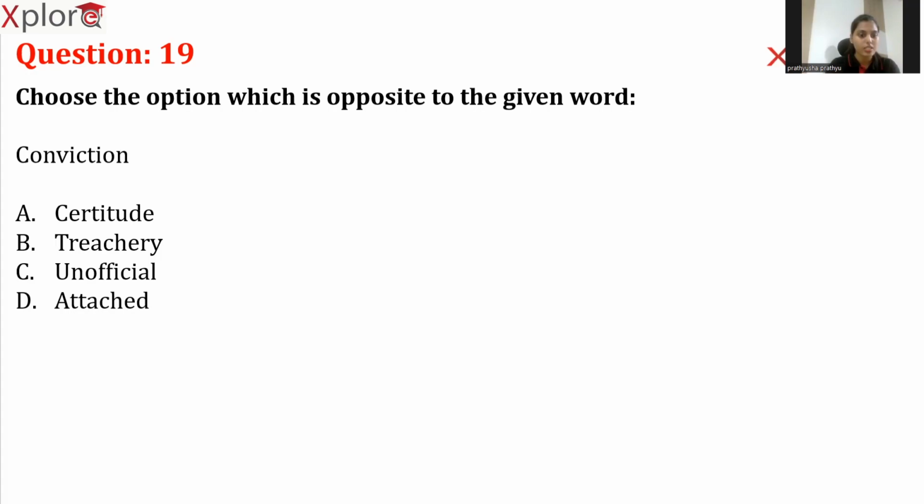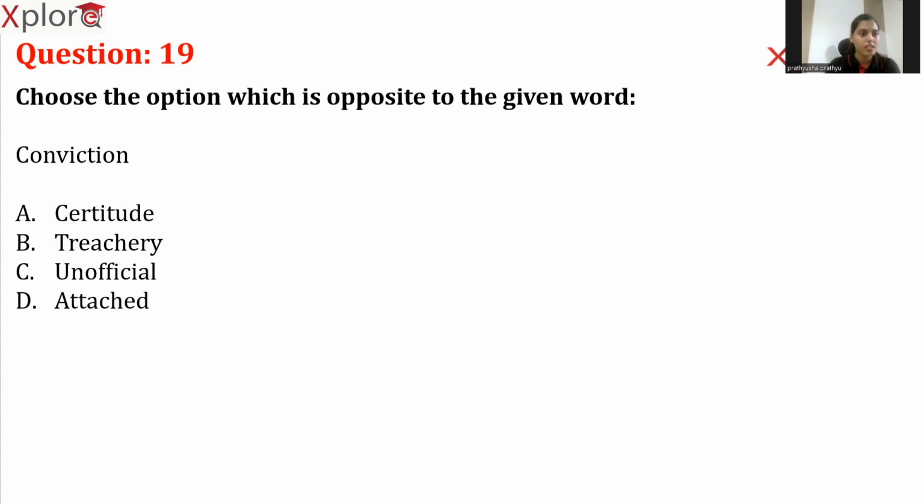Now, treachery, meaning it is the act of deceiving someone you trust, nothing but cheating someone you trust or betraying someone you trust. It's like your intention is to cause harm to them. You trust someone and you want to harm them. And nothing but cheating again, right?